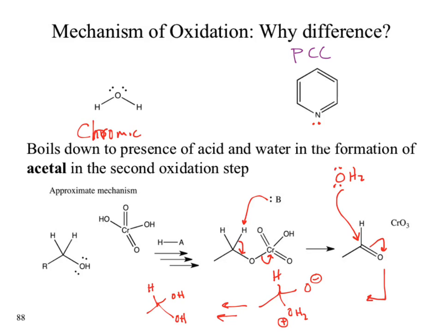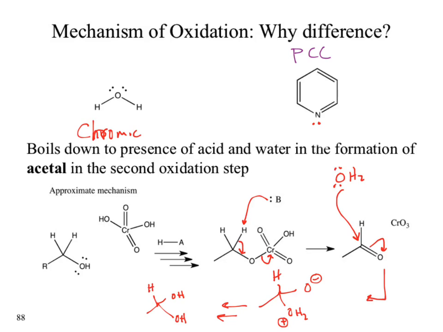PCC does not have water in it. Its solvent is pyridine. Pyridine is a horrible nucleophile. Why? It is too sterically hindered. So the pyridine can't attack the aldehyde, in which case I'm only left with the aldehyde in solution. Is there an alcohol? No. Nope, which means nothing happens. PCC stops at the aldehyde because that's all it can do. Chromic acid will continue to oxidize only because water is present.